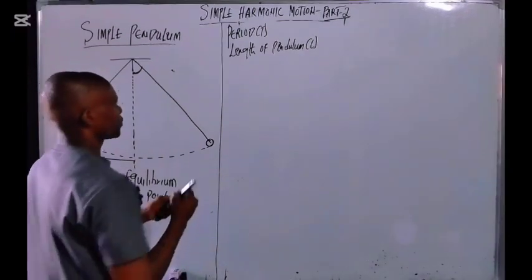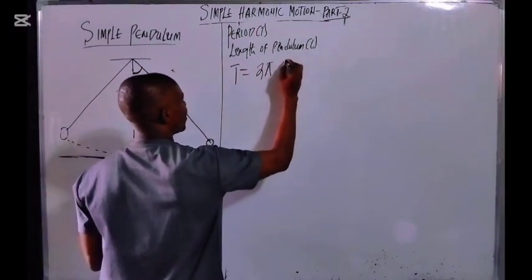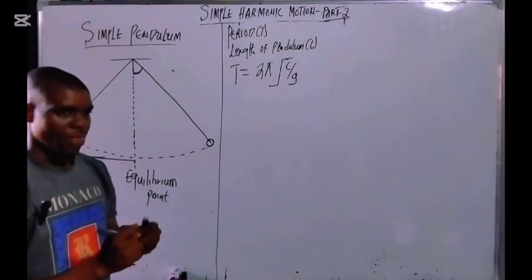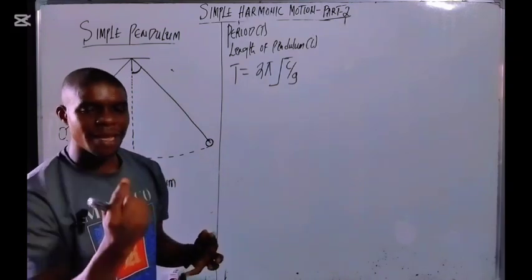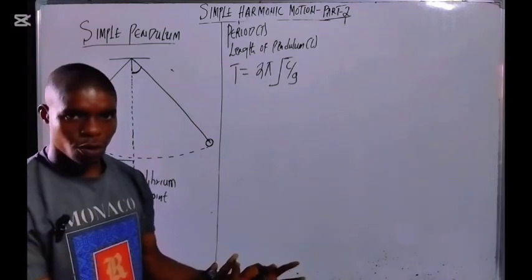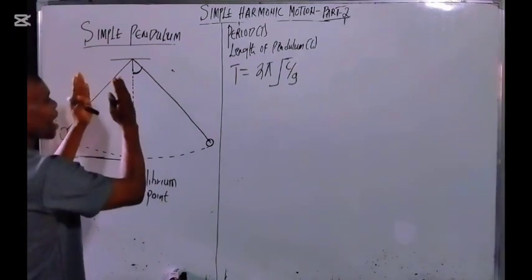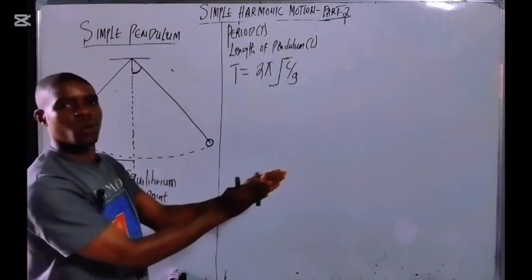Now you have T equals 2 pi square root of L over g. Now look at something here. The period of the simple pendulum is determined by the length of the pendulum. So you can have the same pendulum but different lengths. If you have different lengths, you have to have a different period.